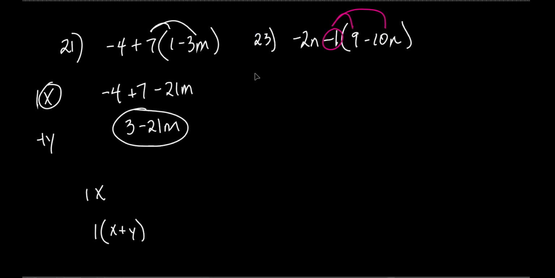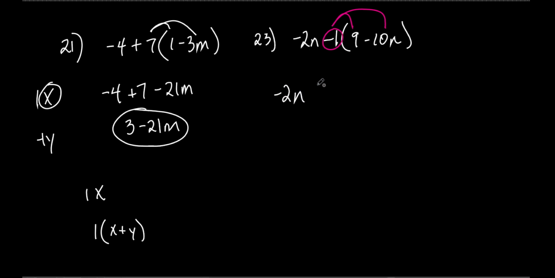You see that? Because this parentheses is being multiplied by this negative 1. So that's why I said it's a little trickier, because you don't really see the 1, but you have to know to put the 1 there. So what do we do with this 2n? Anything? No. So we just drop it down.